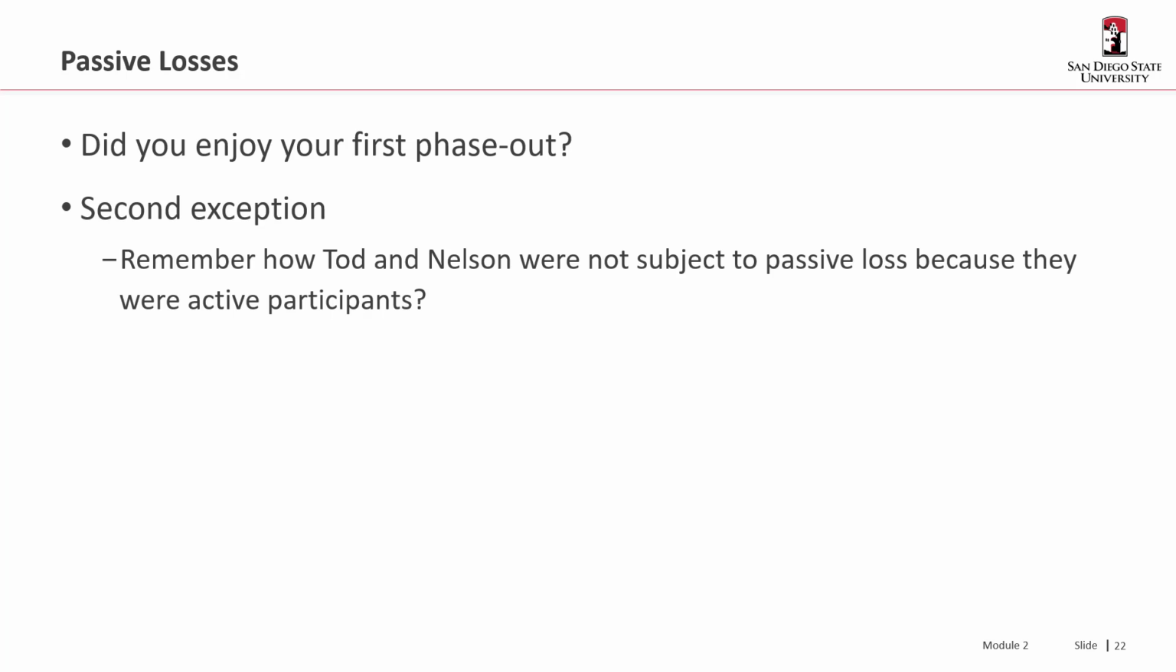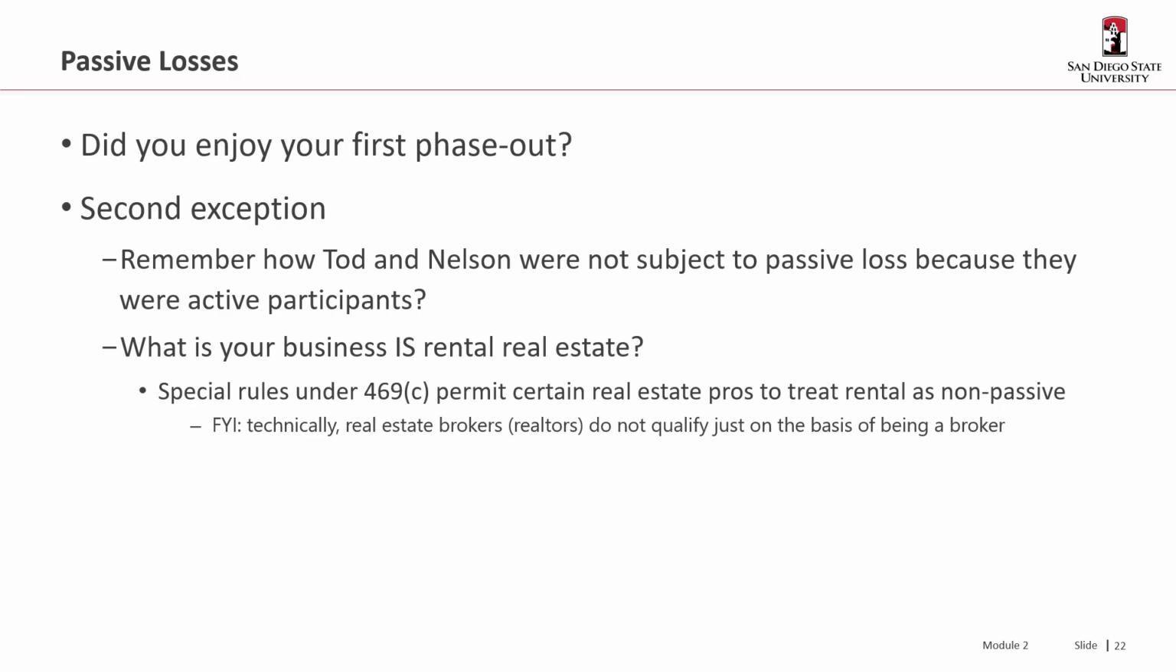I hope you did. So the second exception is related to the real estate professional. Okay, so let's go back and talk about Todd and Nelson for a second. So recall, Todd and Nelson were the ones that started the new food business. And they weren't subject to passive loss limitations because they were active participants. Recall that they materially participated in that business. Now, that wasn't a rental business, so they didn't have to worry about the general rule that says all rentals are treated as passive.